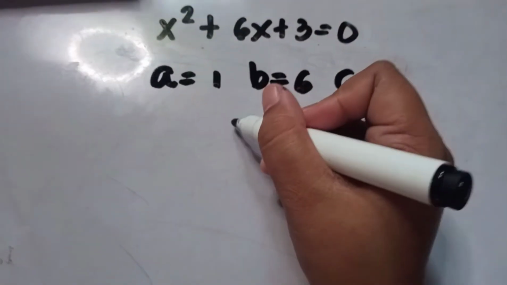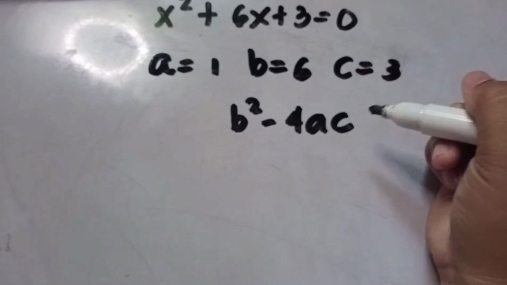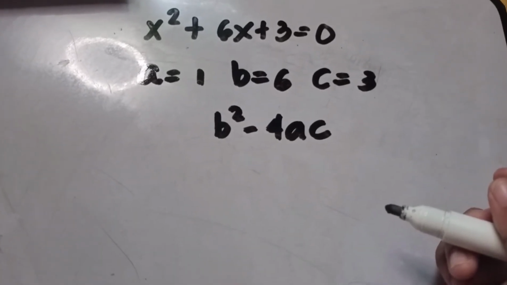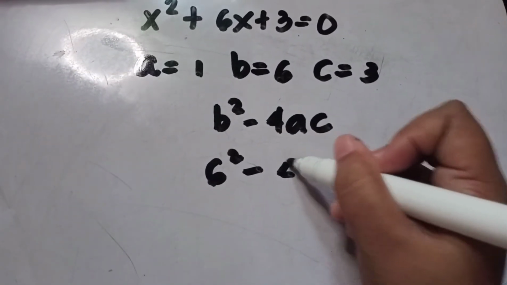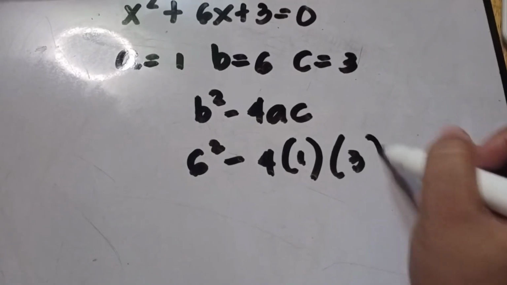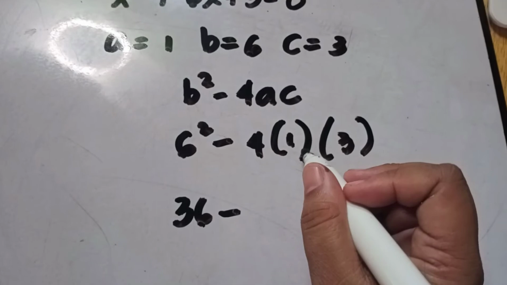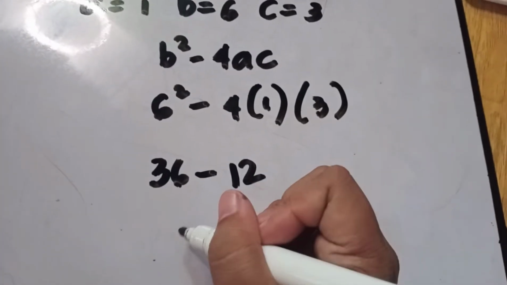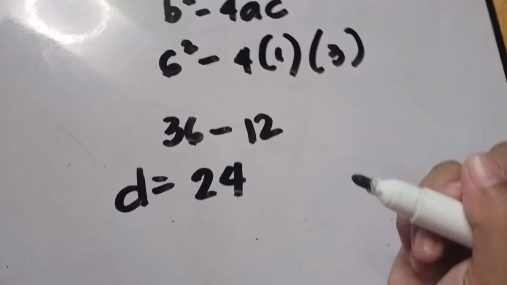The discriminant, again, is b squared minus 4ac. The second step is to substitute the given. The given is 6 squared as b, minus 4. What is our a? 1. And what is our c? 3. To simplify this, 6 squared is 36, minus 4 times 1 times 3, that is 12. So 36 minus 12 is equal to 24. So the value of the discriminant is 24.